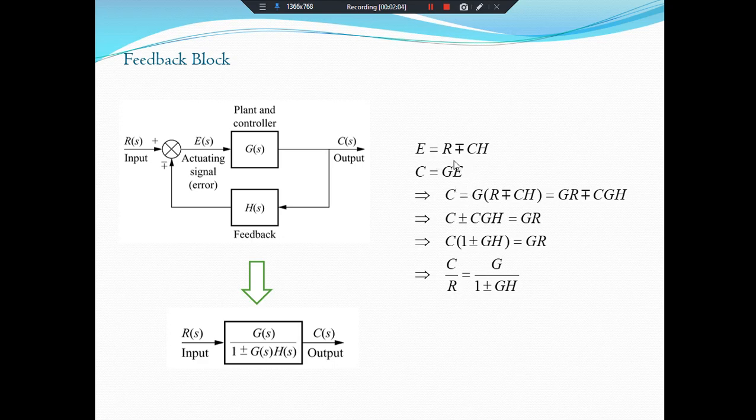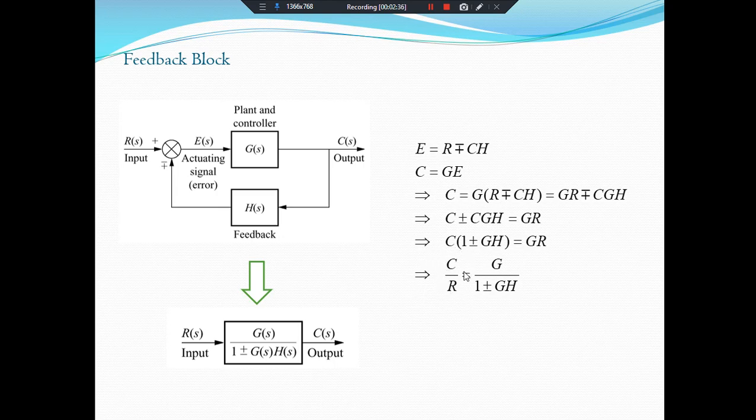We will put the value of the error signal in this equation, and we get C of S equal to G into R plus minus C of S into H of S. We will simply solve this equation, moving the terms of C of S to the left-hand side of the equation and the rest of the terms to the right-hand side, and we will get the transfer function.